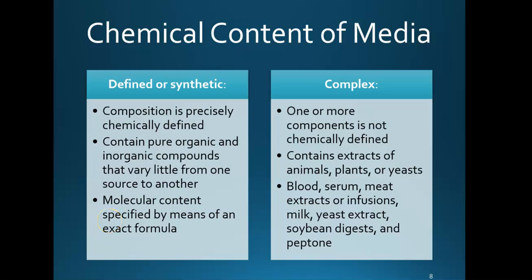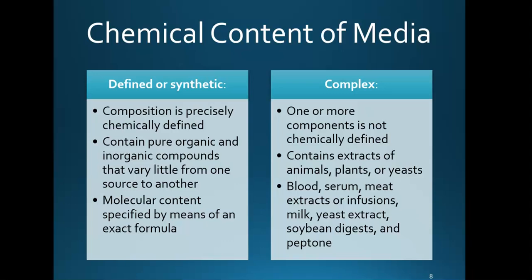All right, so we have been talking about the different types of media. We talked about the fact that we can classify media based on its physical state, its chemical composition, or its functional type, like what do we want it to do. And so far we've just talked about the physical state of the media. And we said it could be solid, semi-solid, or liquid media. So let's move on and talk about the chemical composition of the media.